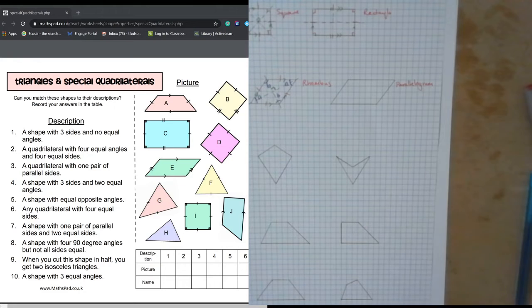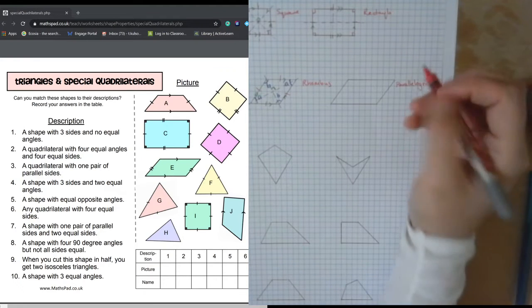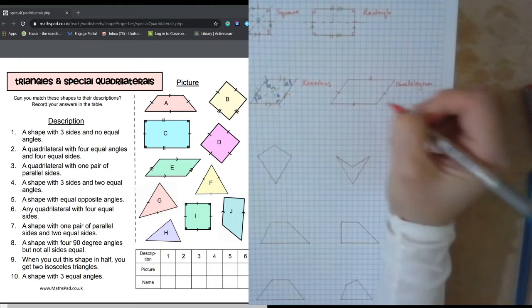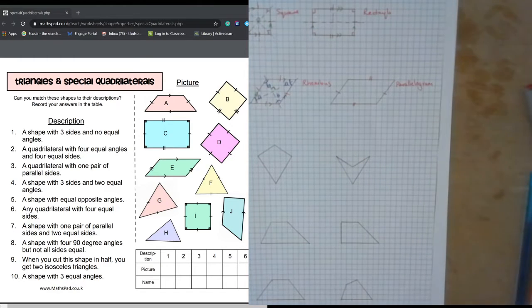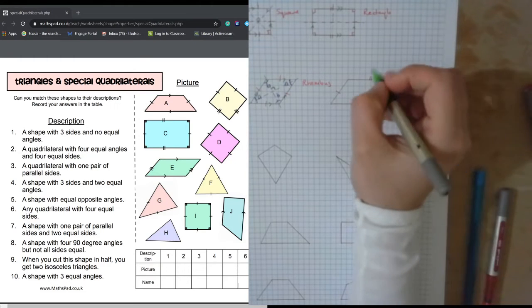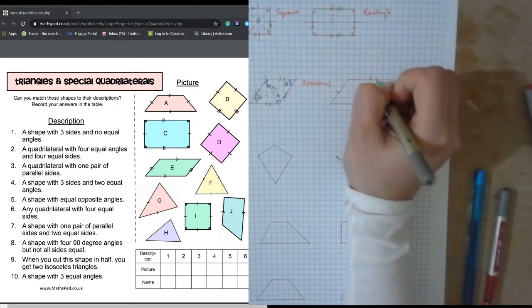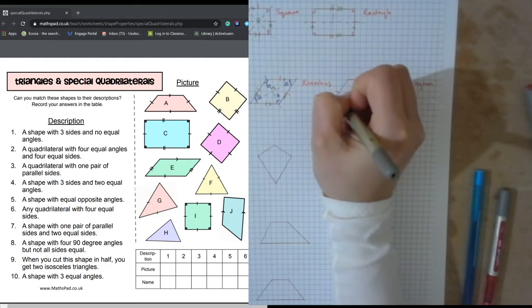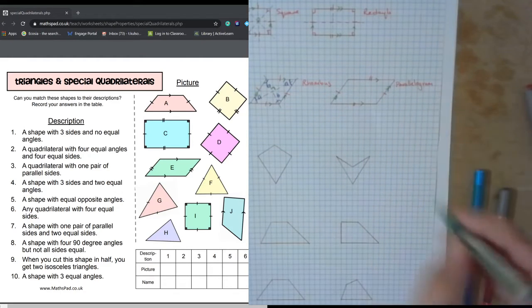Parallelogram. Okay, so equal sides. Well, this one and this one are equal. This one and this one are equal. Okay, this one's equal to that one's equal to that one.